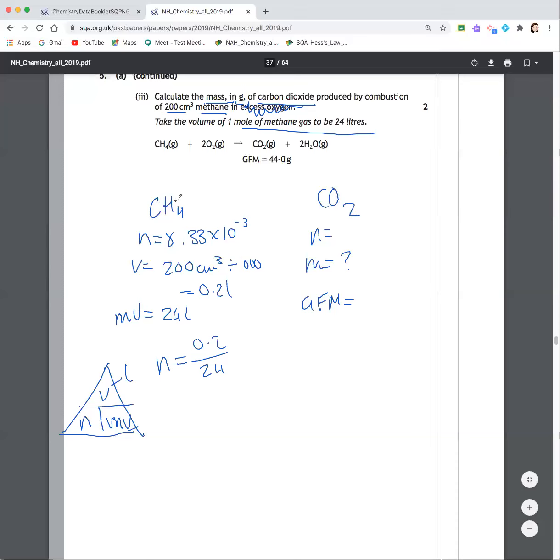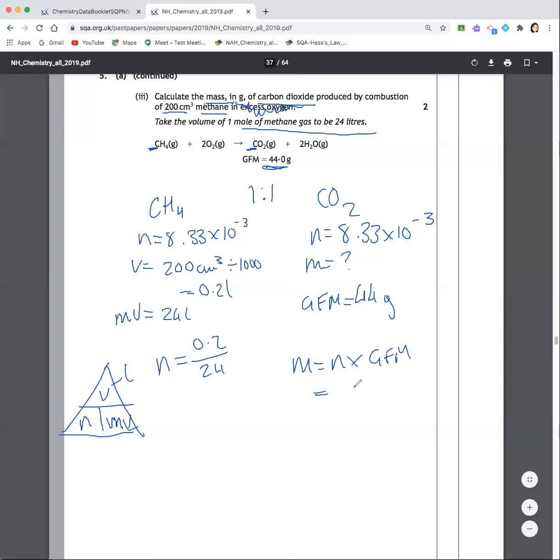Okay, now that we've got the moles of methane, we want to use the stoichiometric ratio in the equation to work out how many moles of carbon dioxide we're going to make. There's no number in front of them, which means it's a 1-to-1 ratio. There's 1 mole of each, which means we'll have the same number of moles of carbon dioxide. The gram formula mass of carbon dioxide is kindly given to us in the question. So now all we need to do is work out the mass by doing n times GFM.